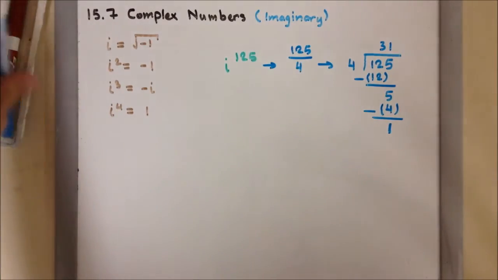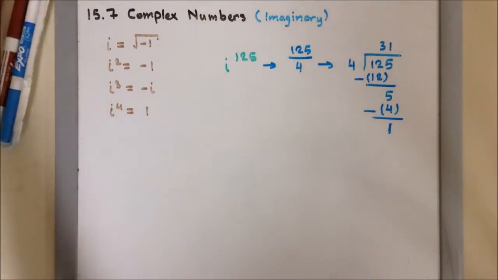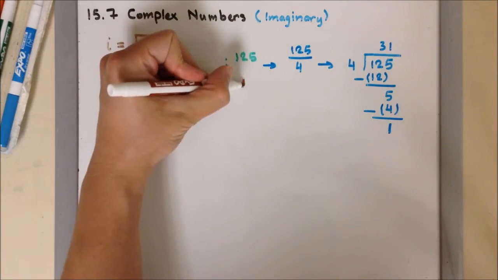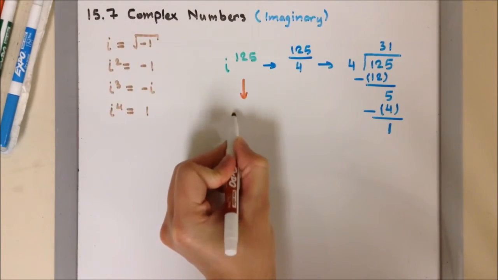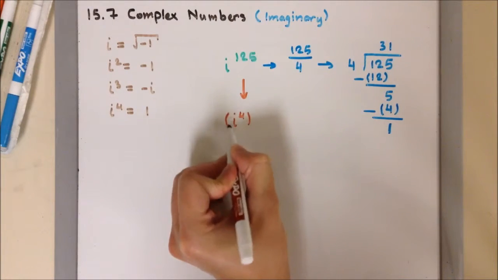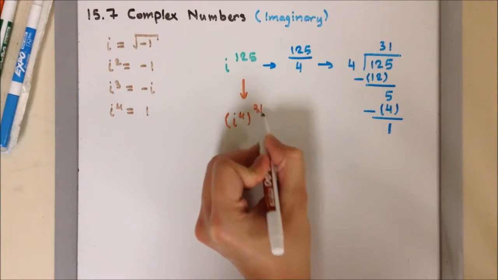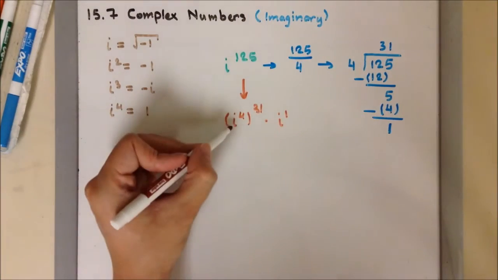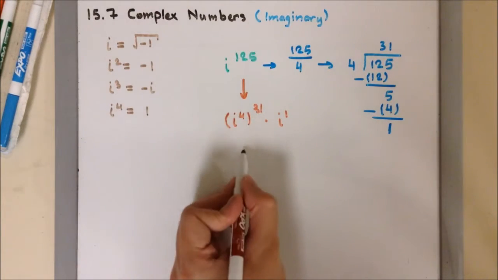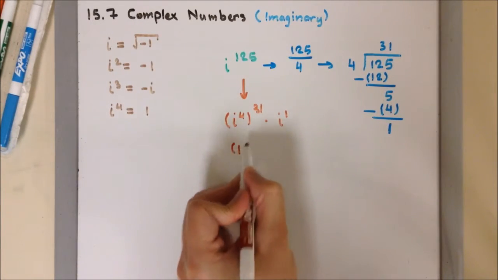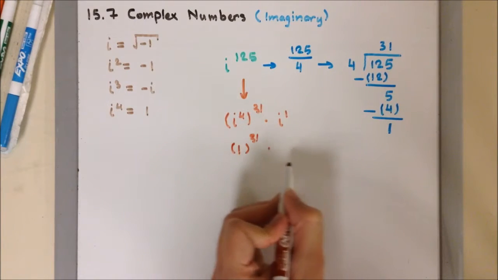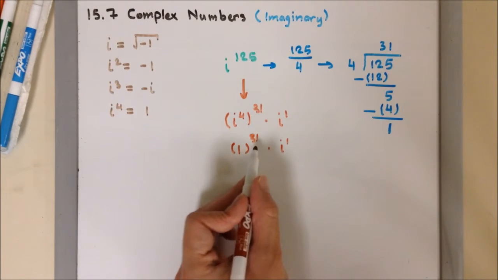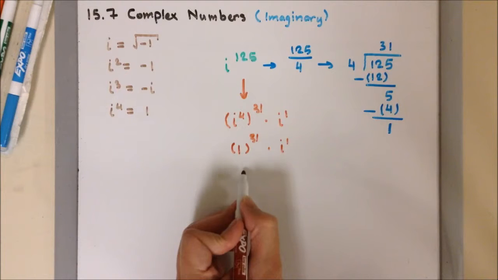So now I'm going to rewrite i to the 125th power as i to the 4th to the power of 31 times i with my remainder to the 1 power. Again, we know that i to the 4th is just 1, raising it to the 31st power. And here again, I'm multiplying by i to the 1 power. 1 to the 31st power is just 1.